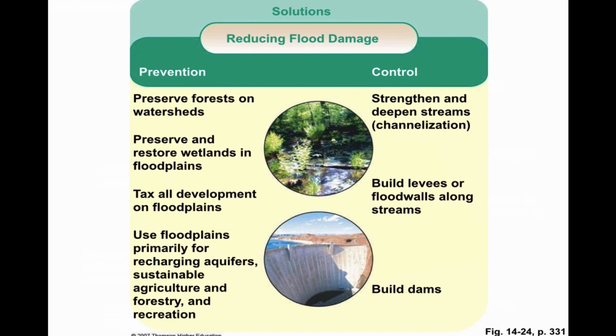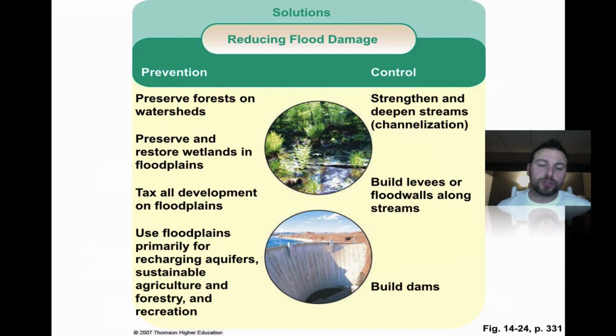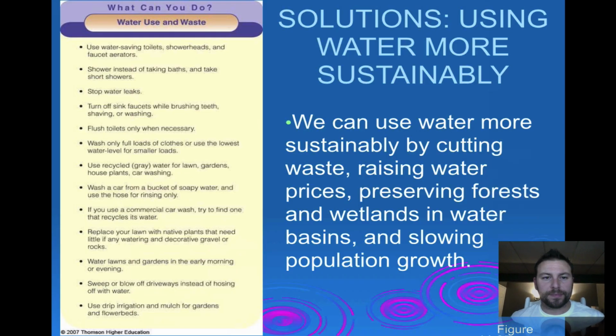So, reducing flood damage. Basically, what we want to do is preserve our watersheds, keep those trees in place to help stabilize our landscape. Restrict development on floodplains. We want to make sure that they're in good working order, and that people are not developing in these areas that have the ability to get flooded quite easily. Build levees or flood walls along streams to control and move that water. And basically, we could build dams, and that would also regulate how much water is moving downstream.